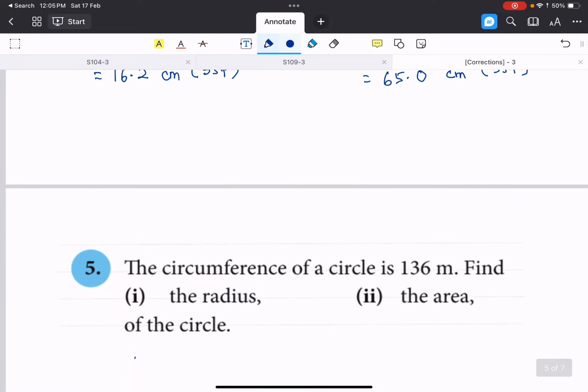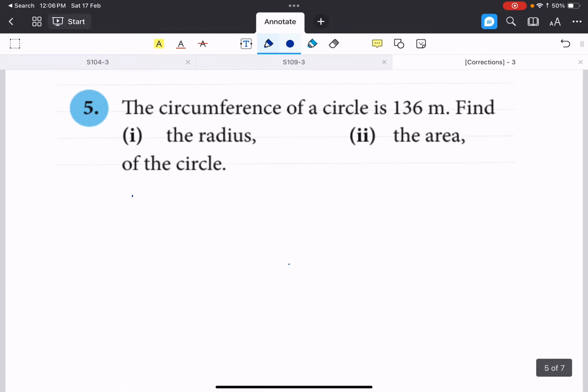All right. So another example where we encounter a non-terminating value is when we are dealing with a circle, because we know that pi is an irrational number. So using the same idea now, we are supposed to find the radius. We know that the circumference is 2 times pi times r, where r represents the radius. This is 136. Therefore, the radius is 136 divided by 2 pi. And that will give us a non-terminating value.